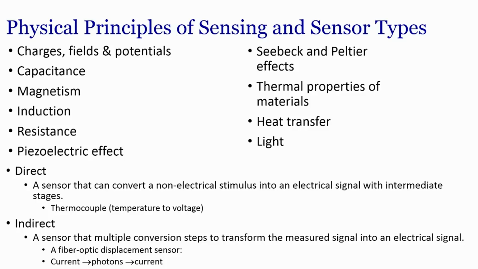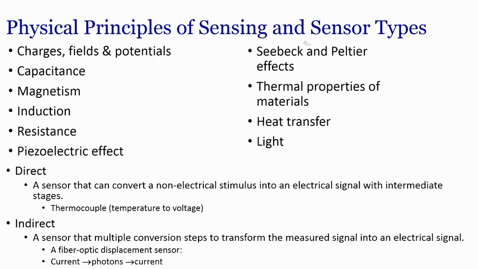Now, when you talk about physical principles of sensing and sensor types, there are several physical principles that you need to take care of, and this is the last slide of this module. The physical principles of sensing and sensor types are charges, fields and potentials. There can be capacitance; it depends on magnetism, induction, resistance, the piezoelectric effect. It also depends on, like we have seen earlier, the Seebeck and Peltier effects, thermal properties of materials, heat transfer, and light. For the Seebeck effect, you can go back and check.